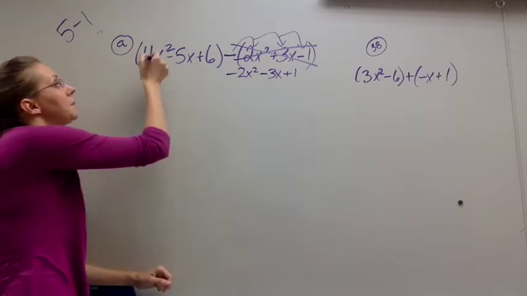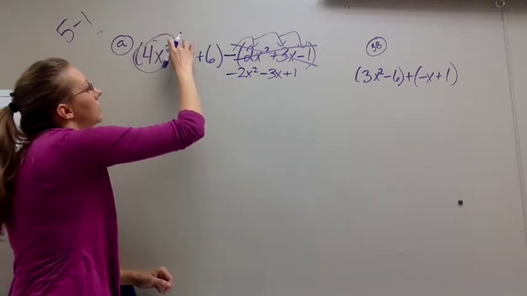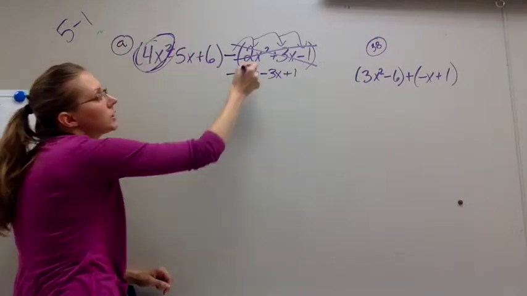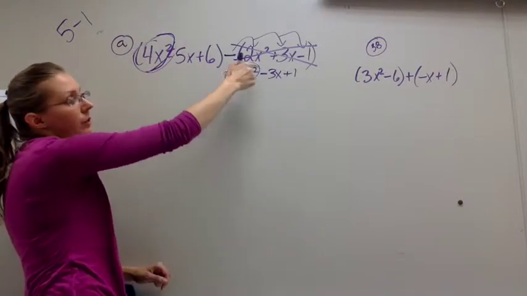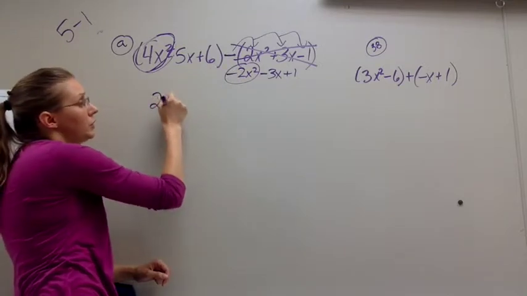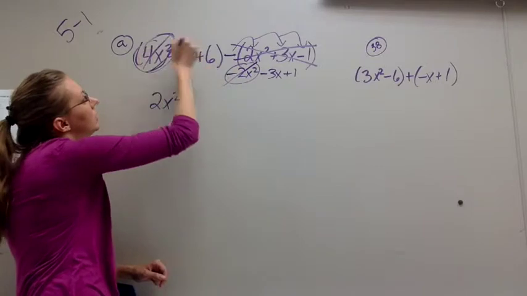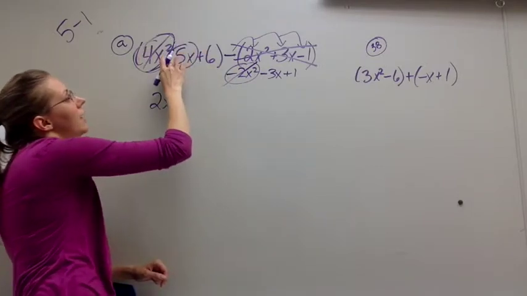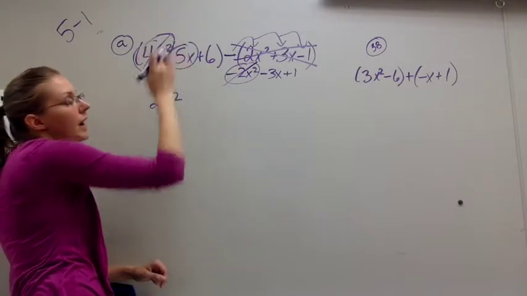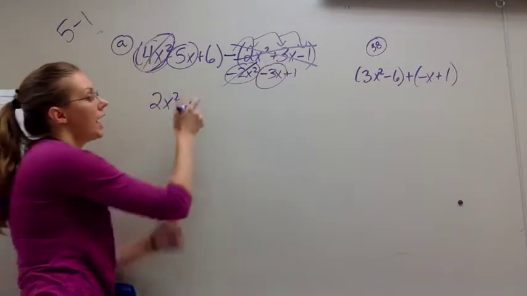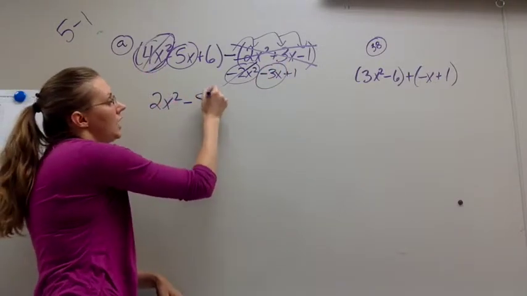So if I look here, I have 4x squared. Excuse me, I should not include that negative sign. That's going to be with our x. 4x squared minus 2x squared, so I'm going to end up with 2x squared. Next, I'm going to look at my next terms. I have a minus, again, attached to the 5, a minus 5x and a minus 3x. Together, I have a negative 8x.